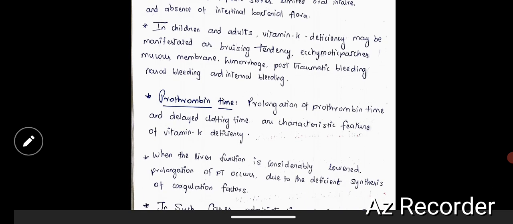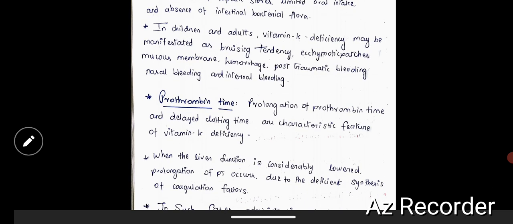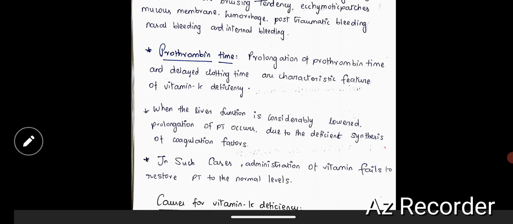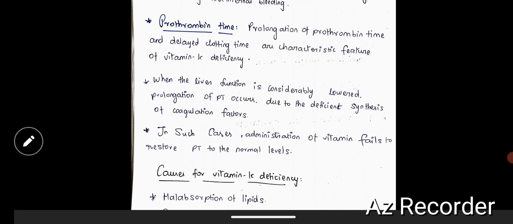What is prothrombin time? Prolongation of prothrombin time and delayed clotting are characteristic features of vitamin K deficiency. When vitamin K is not there, we can observe the prolongation of the prothrombin time. When liver function is considerably lowered, prolongation of prothrombin time occurs due to deficient synthesis of coagulation factors. In such cases, administration of vitamin K fails to restore prothrombin time to normal levels.